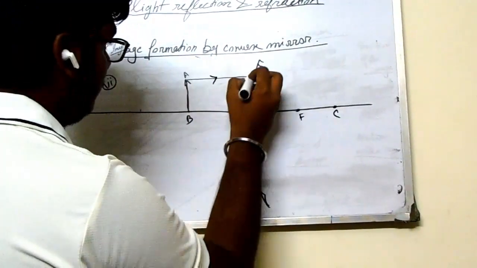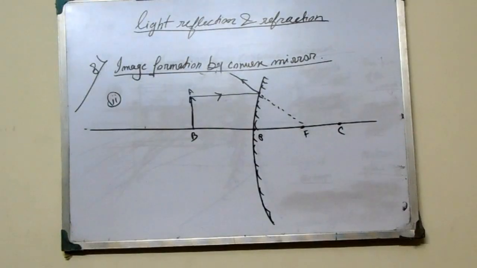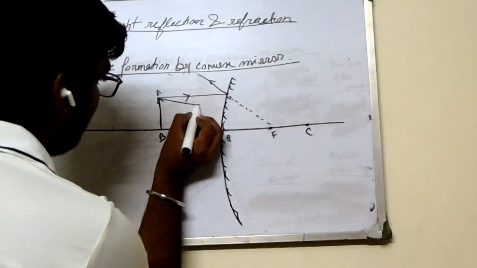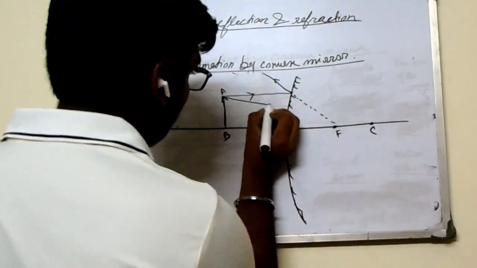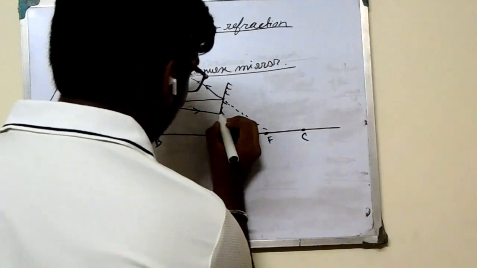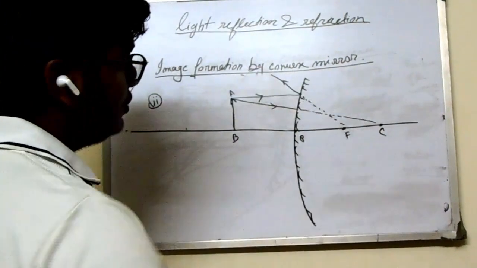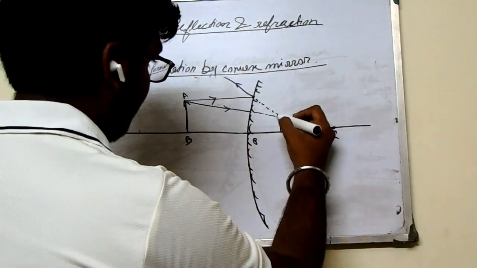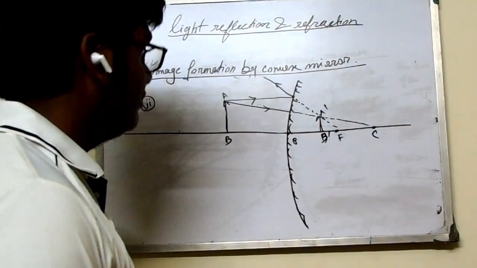In this case, the incident ray, the second ray is passing through this. So where are these two rays meeting? Here. A dash, B dash.